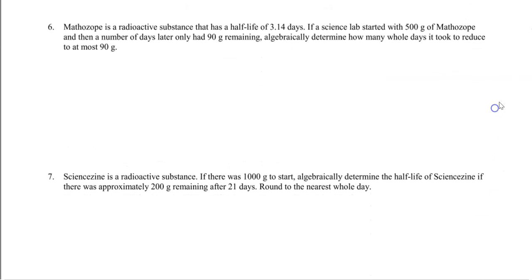Mathozole is nothing made up. It's a radioactive substance that has a half-life of 3.14 days. If a science lab started with 500 grams of mathozole and after a number of days only had 90 grams remaining, algebraically determine how many whole days it took to reduce to at most 90 grams. Okay, so it's got to be 90 or fewer grams, right? It's got to weigh 90 or less. So when we find our days, we're just going to take it up to the next whole day.